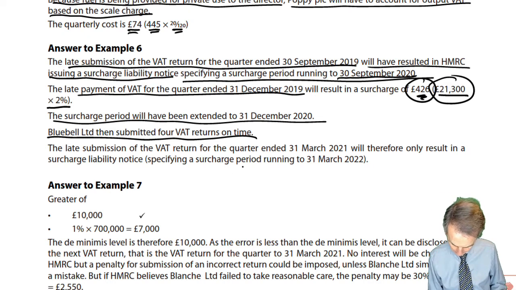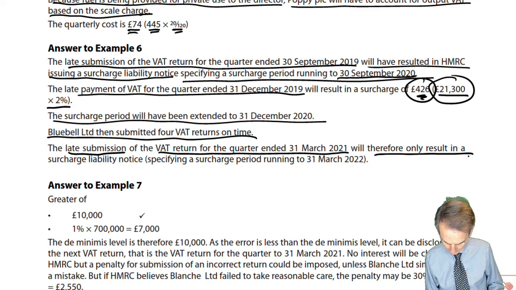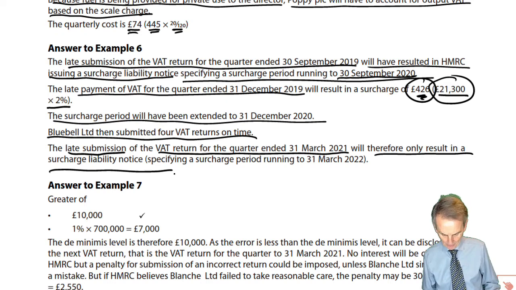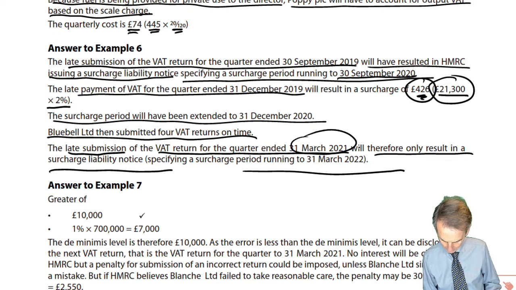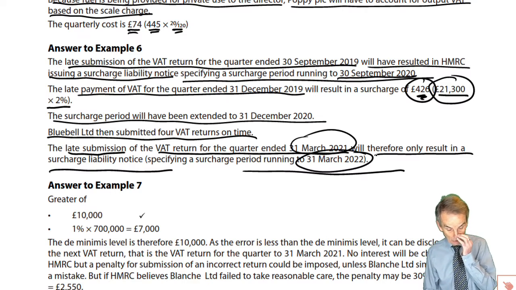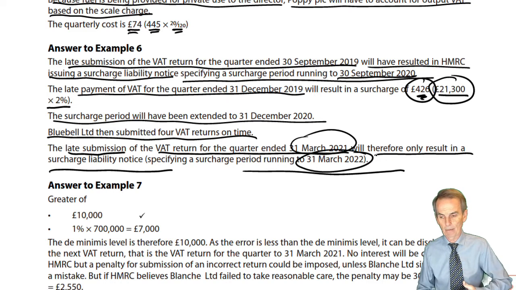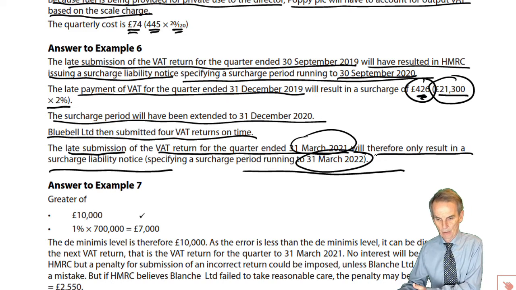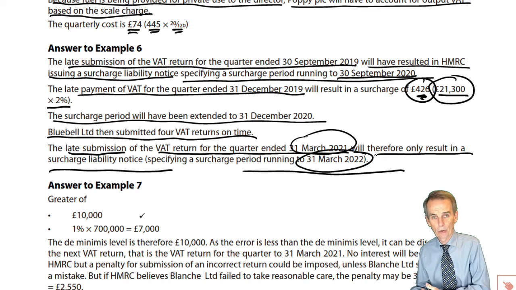But then what happened? We then had a VAT return for the quarter ended 31st of March 21, which was submitted late. That will therefore, I say, only result in a surcharge liability notice specifying a surcharge period running to the 12-month anniversary of that, so to March 22. So rather than a surcharge penalty arising, we basically wiped the slate clean by going 4 VAT return periods, in on time, paid on time, and that brought the surcharge period to an end. We started all over again.